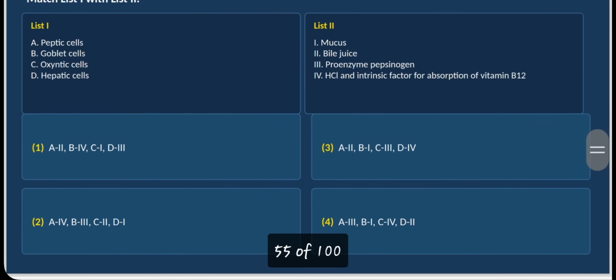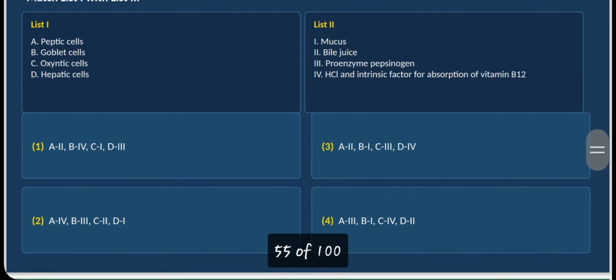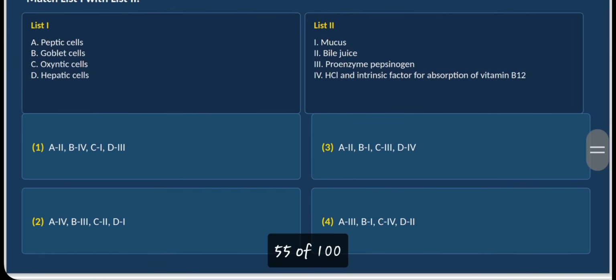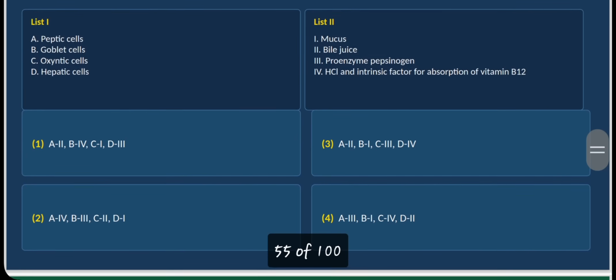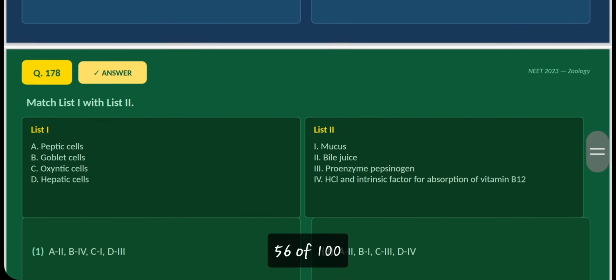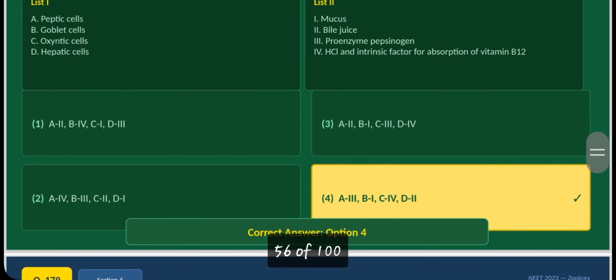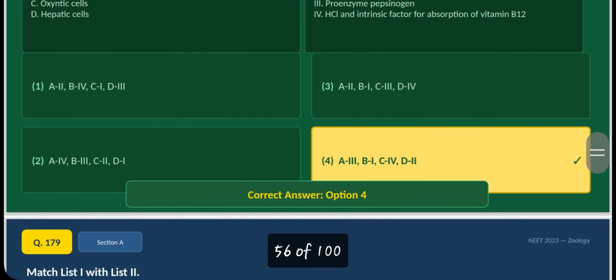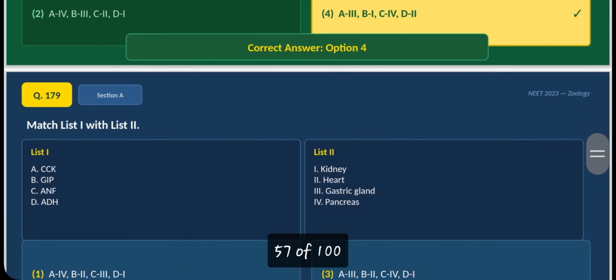A3, peptic cells, proenzyme pepsinogen. Oxyntic cells, HCl, and so A3, B1, C4, D2. So fourth option is correct. Peptic cells, they secrete proenzyme pepsinogen. Goblet cells, mucus. Oxyntic cells, HCl and intrinsic factor. Hepatic cells, bile juice. Correct option is option 4.